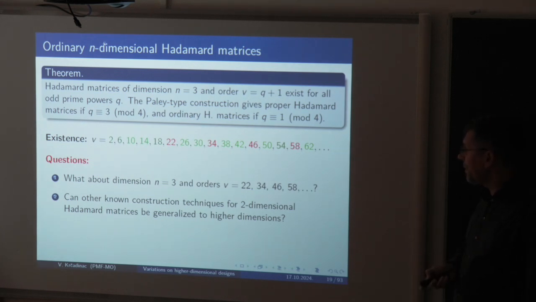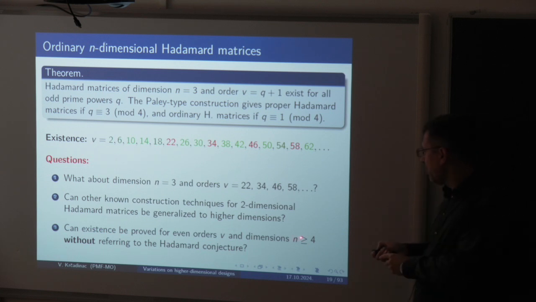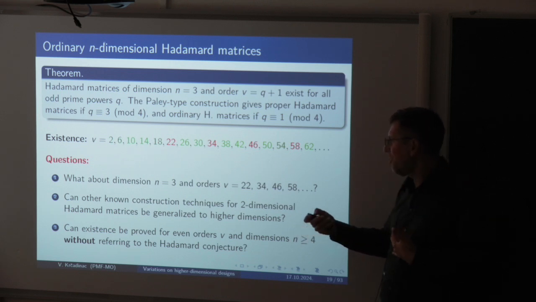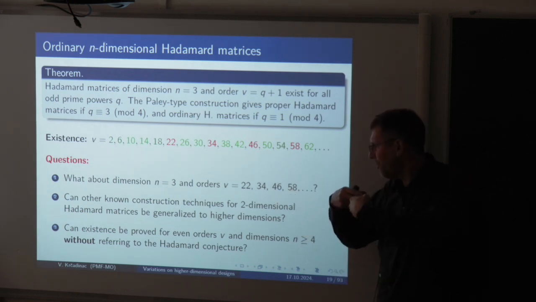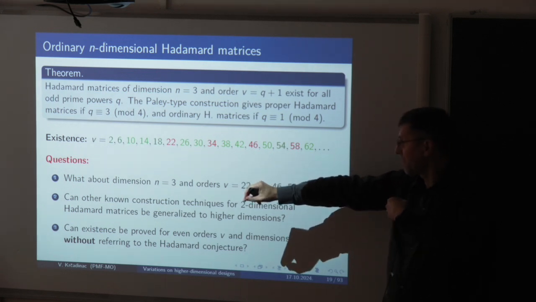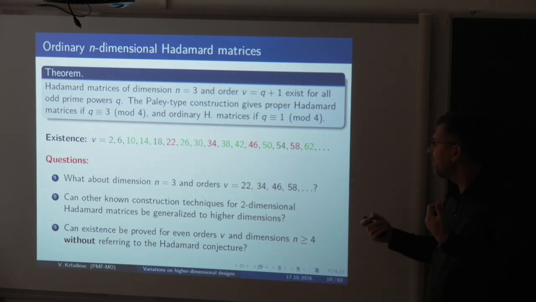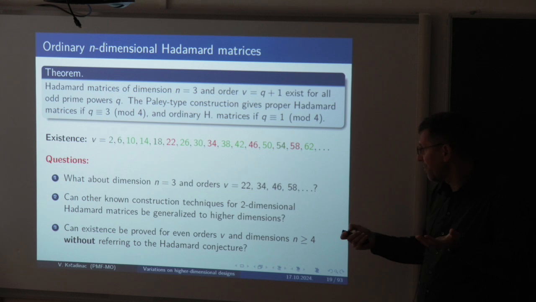Another question could be about other dimensions. Basically this is for dimension 3, and for other even dimensions it's kind of settled, but just modulo the Hadamard conjecture. So if we know that the 2-dimensional Hadamard matrices exist for all orders that are divisible by 4, then we can construct these higher dimensional ones for all even orders.